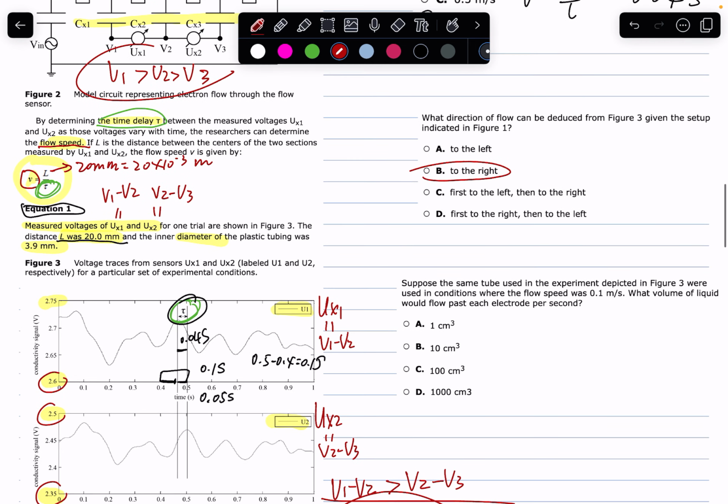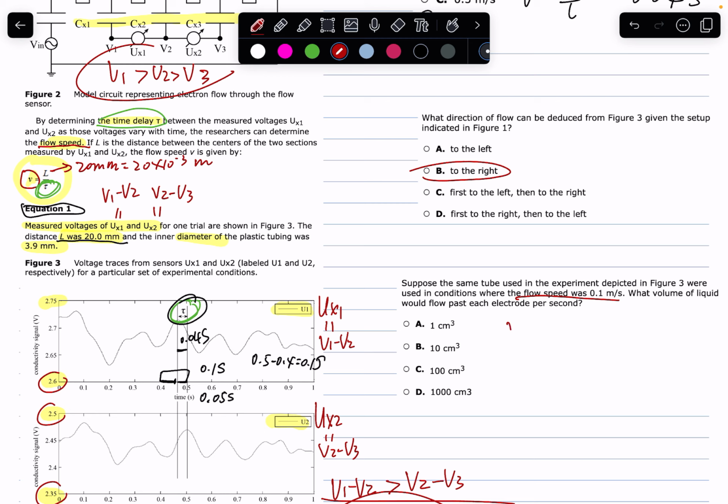Okay, the last one. Suppose the same tube used in the experiment depicted in figure 3 were used in conditions where the flow speed was 0.1 meter per second. What volume of liquid would flow past each electrode per second? Oh my gosh, this is really challenging. It's wordy, right? And at this point, your brain is tired. So, okay, it's okay. We get this.